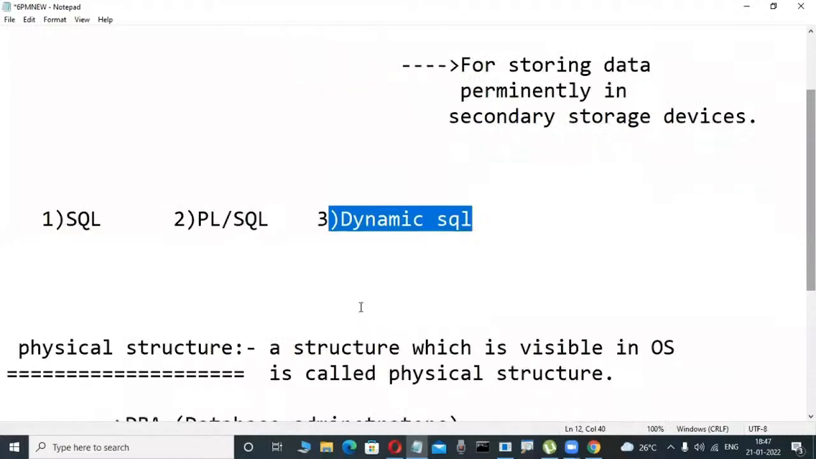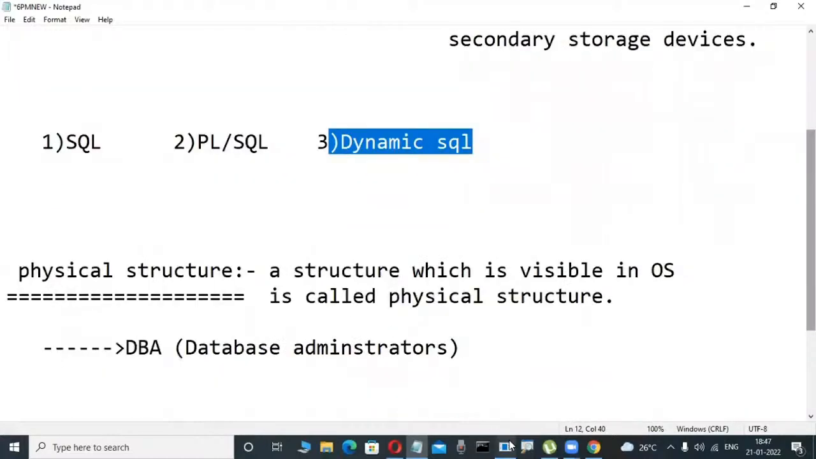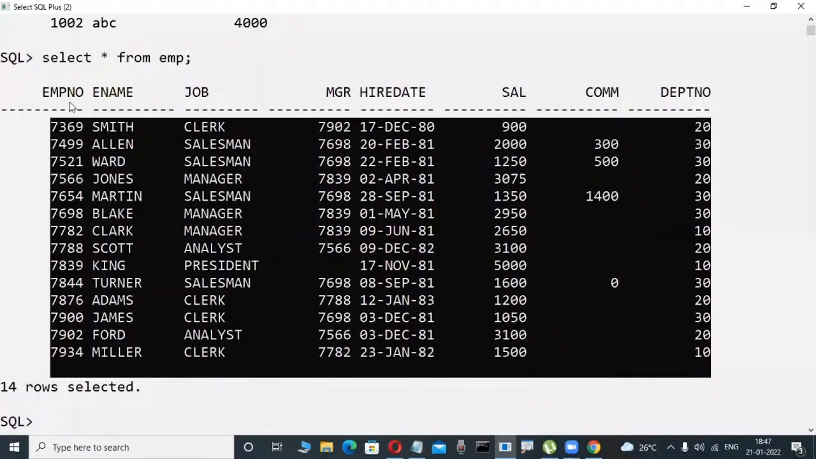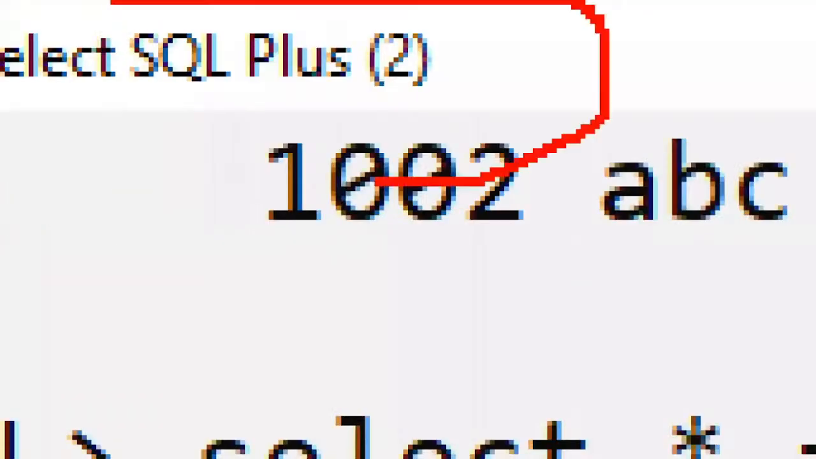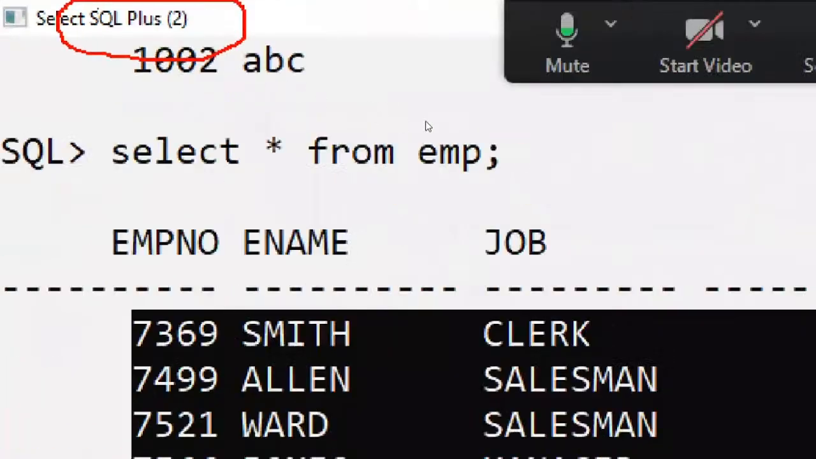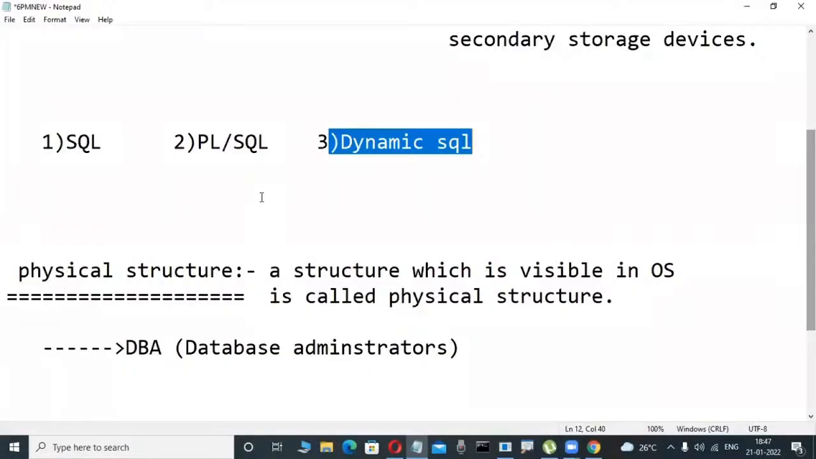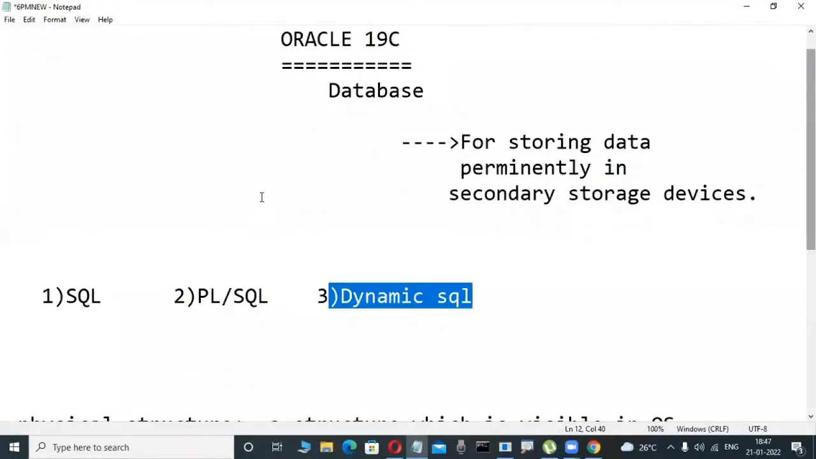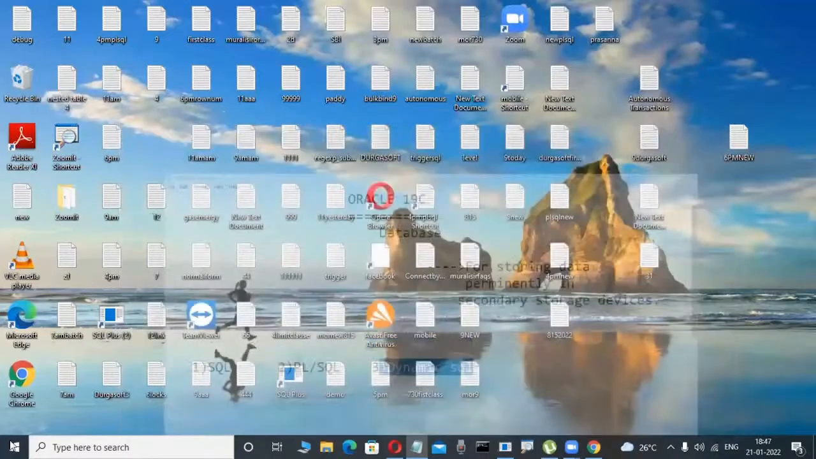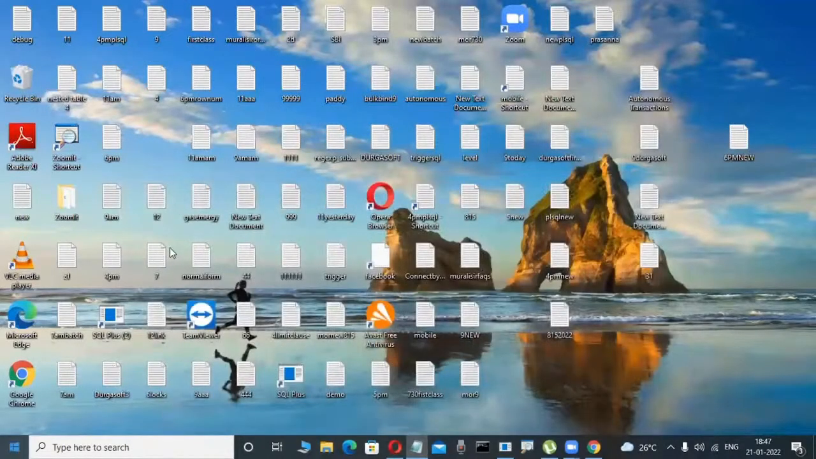But unfortunately, another thing is there in my system here. SQL Plus is there. What is this one? This is a tool, called a client tool. If you want to connect to the Oracle database, then we are using client tools. SQL Plus is a default tool. Whenever I'm installing the Oracle software, automatically the tool is available.